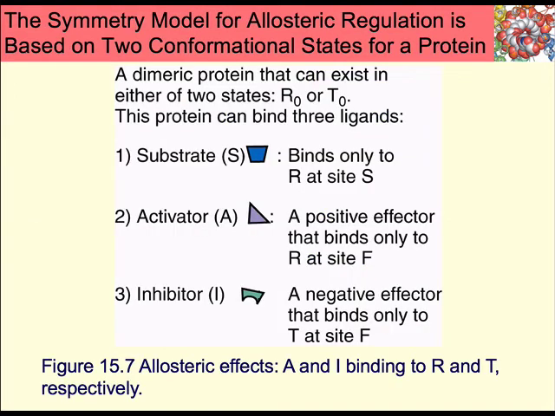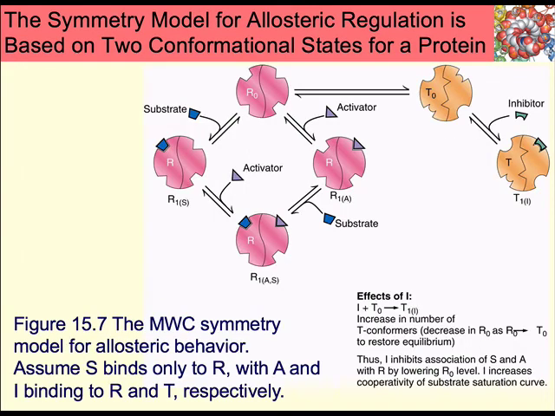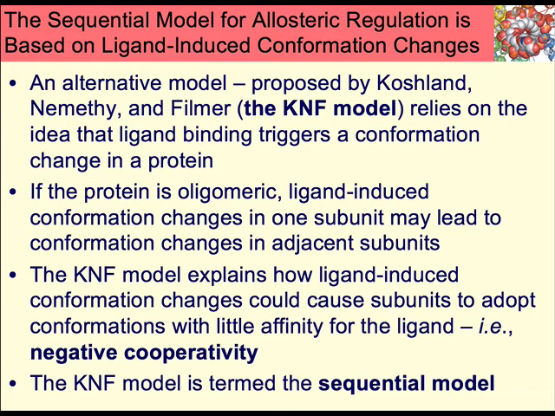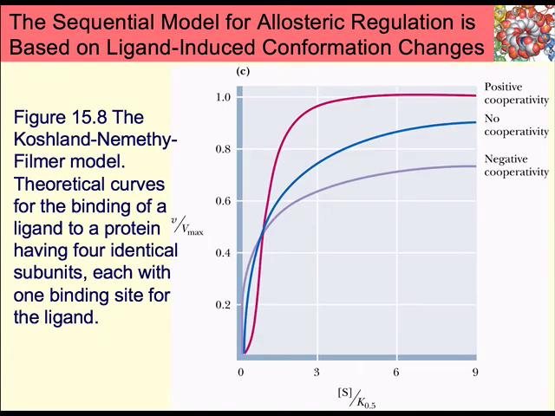We won't talk about all the aspects of the Monod-Wyman-Changeux model, and we'll simply refer to its counterpart, a different model. We won't even look at that. The other model that's been proposed to explain allosteric regulation was first proposed by Dan Koshland and his colleagues Nemethy and Filmer, and that's called the KNF model. And it relies on the idea that ligand binding triggers a conformation change in a protein. Now, that isn't actually imagined to happen in the Monod-Wyman-Changeux case, and so it's quite different in its setup.